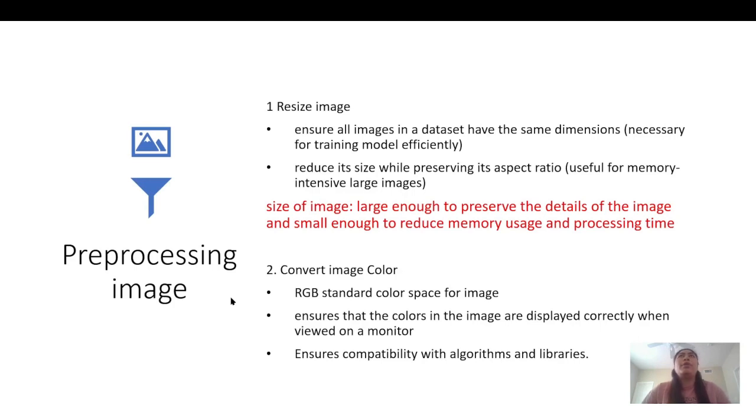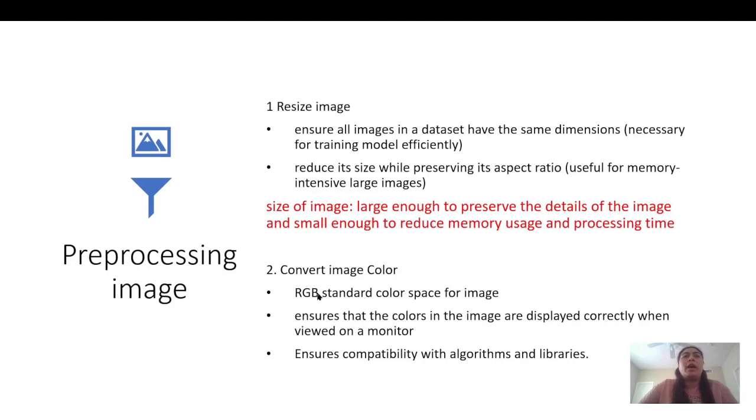Before reading the data set in Python, what we need to know is that before analyzing the data, we need to pre-process the data in Python. So first we need to resize the image, and then also convert the image colors. Resizing is important because the size of the image should be large enough that it preserves all the details present in the image, and it should also be small enough to reduce the processing time and memory usage. So we need to make sure that all the images have the same dimensions. Resizing is done basically to make all the images the same size, and it preserves the aspect ratio.